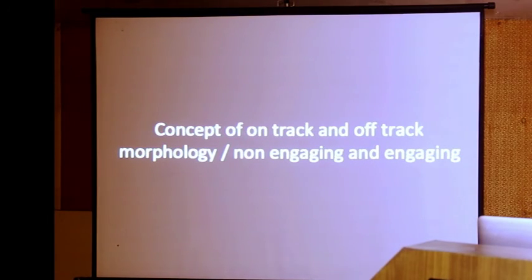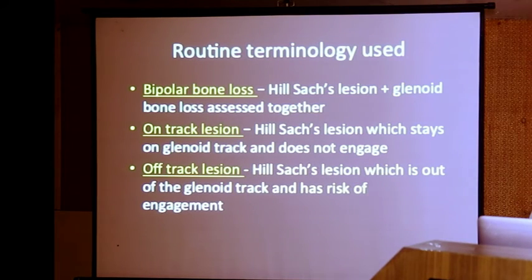Concept of on-track and off-track. The routine terminology that is used in the new articles that have come in is the bipolar bone loss. Bipolar bone loss is nothing but you are evaluating the Hill-Sachs lesion, the loss of the Hill-Sachs lesion, along with the glenoid bone loss. So both of them are evaluated together. Hence it is called bipolar bone loss.